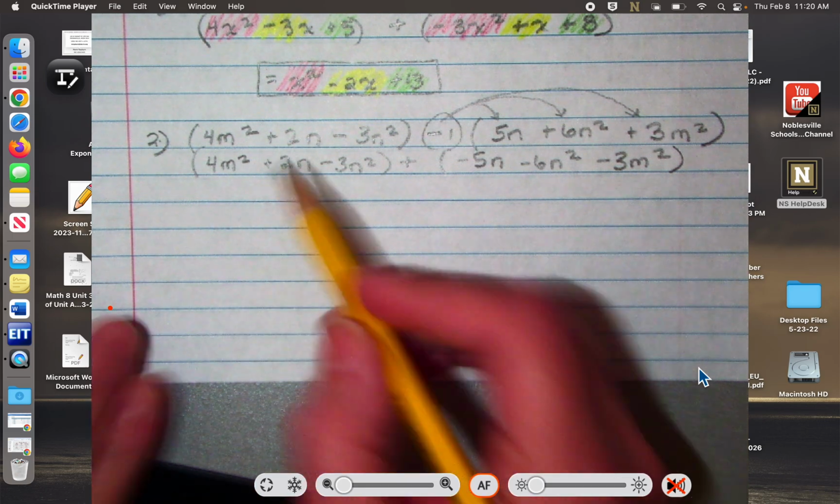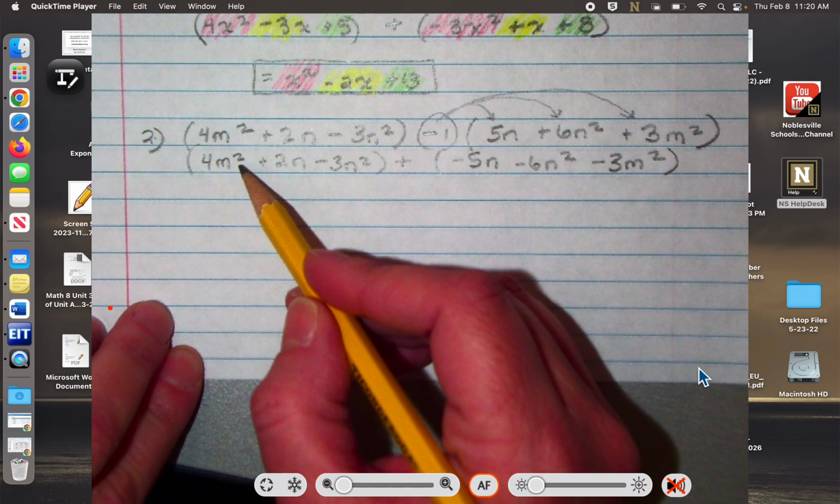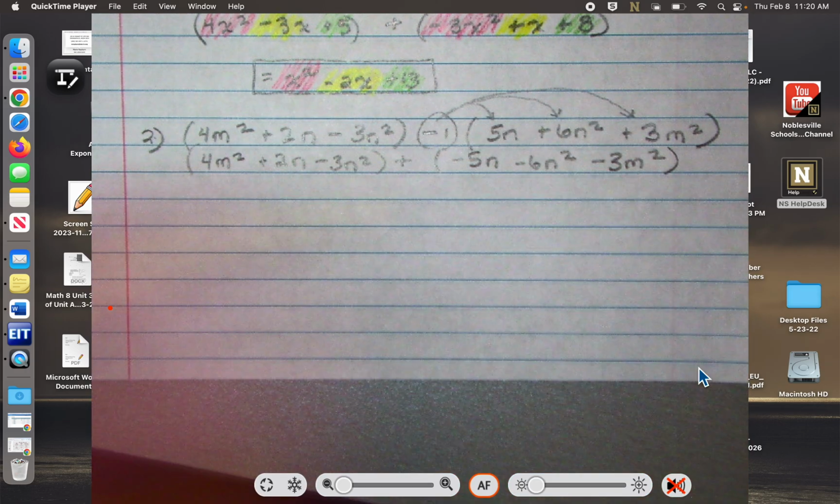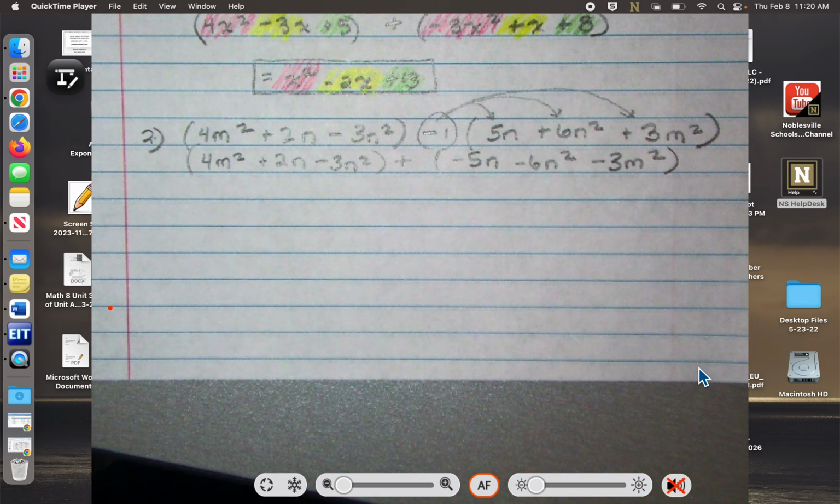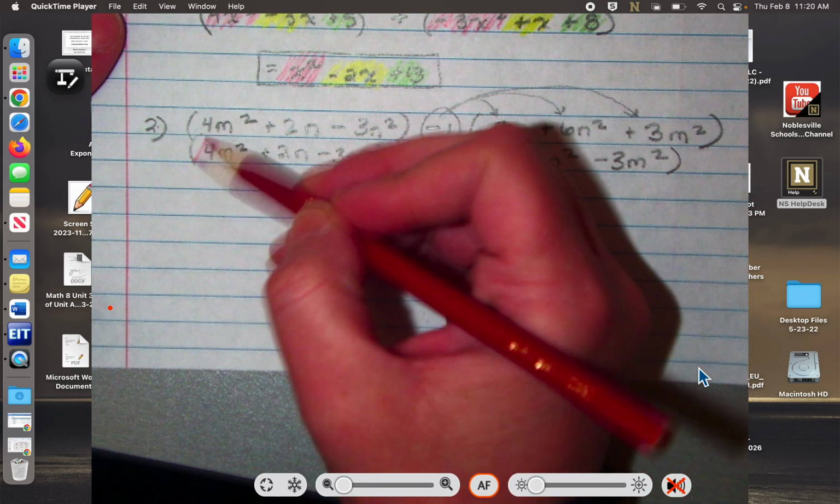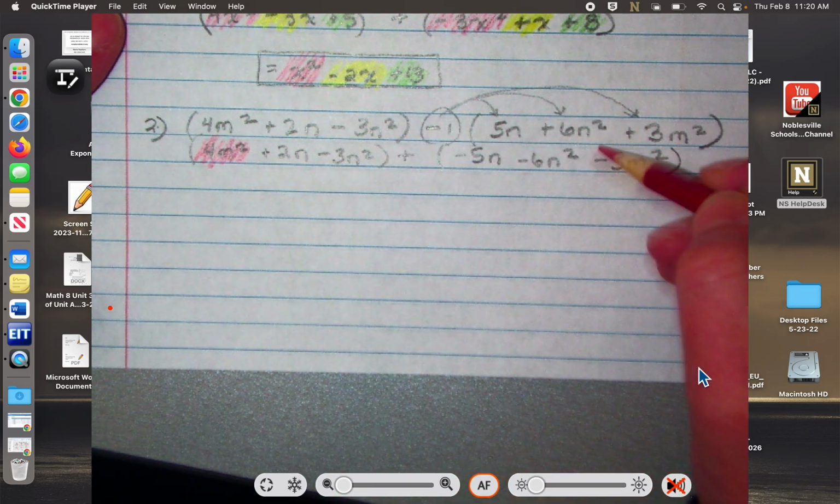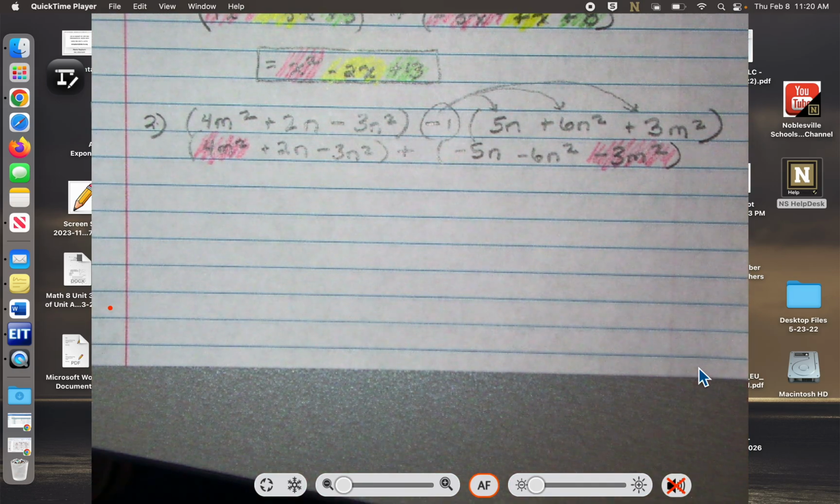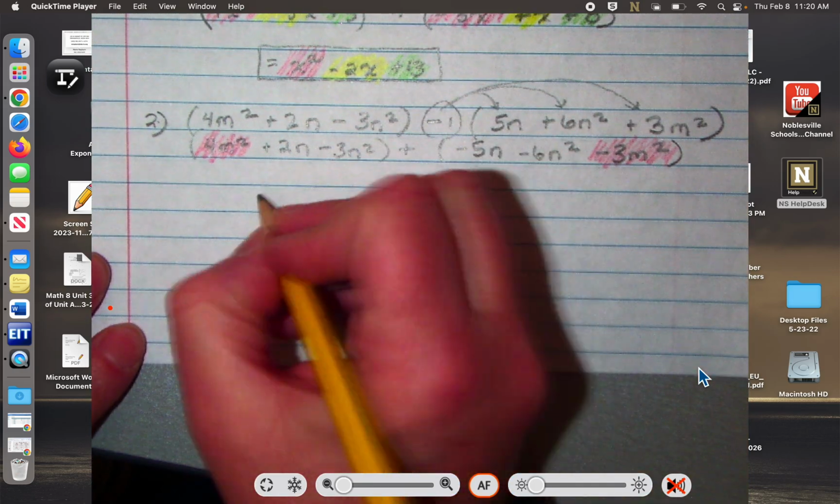So do you see how we have m squared and we have some n squareds? If I'm combining my like terms and putting them in the proper order, I'm going to combine the m squareds first because m comes before n in the alphabet. So I've got 4m squared and I've got -3m squared. How many m squareds am I going to have? M squared. 1.